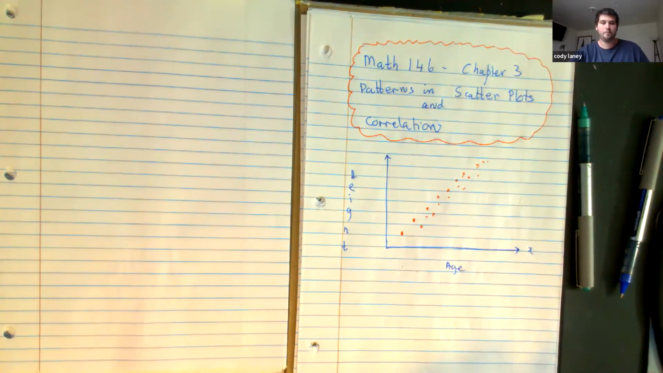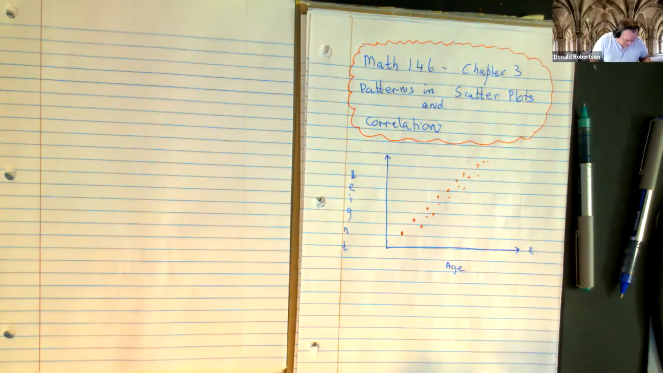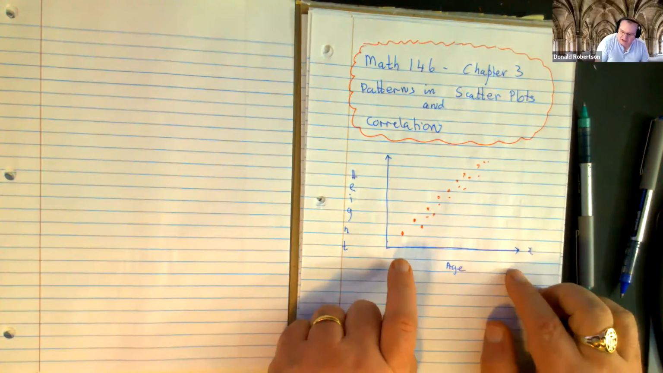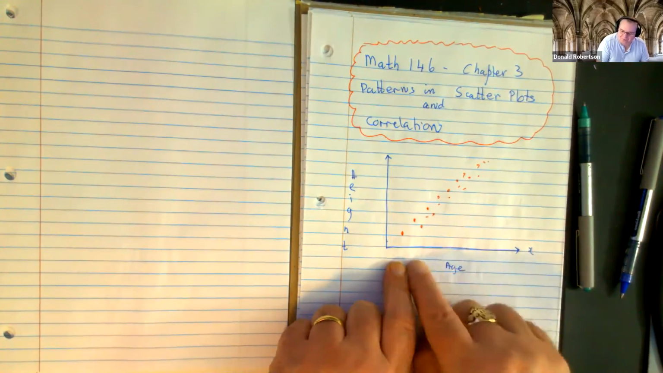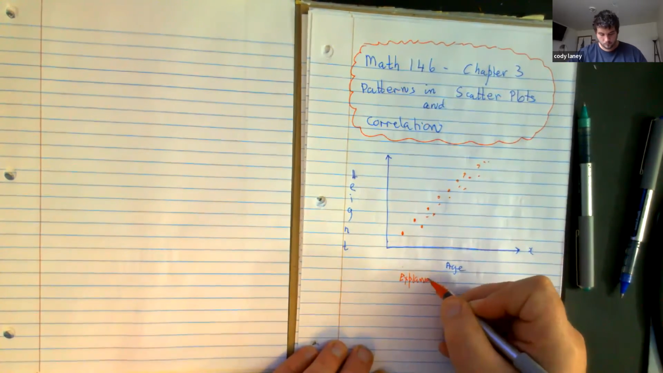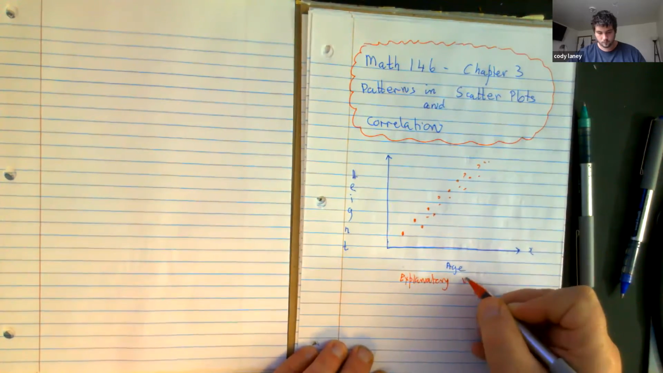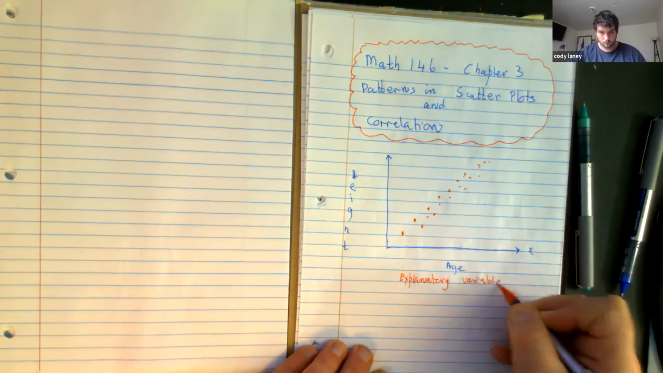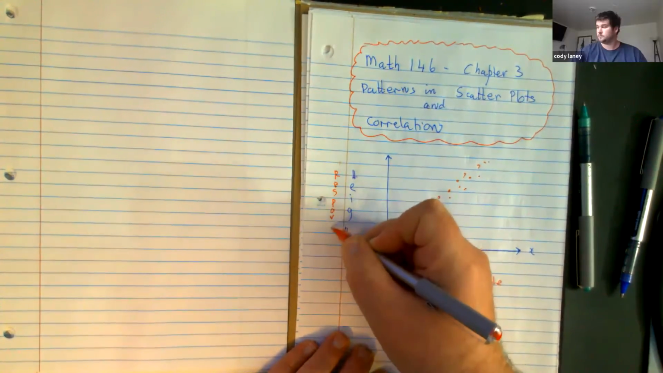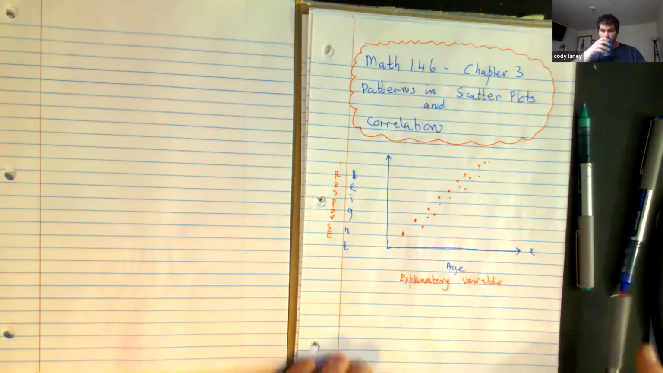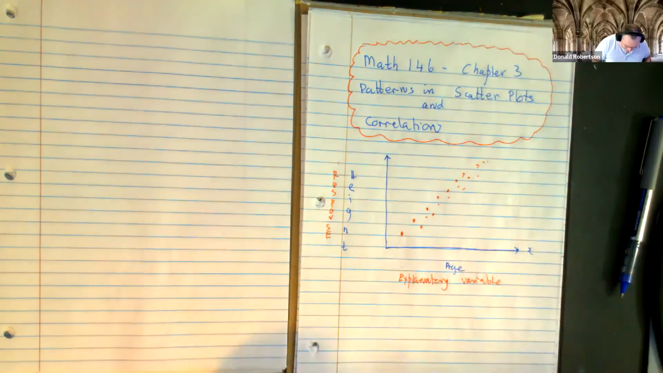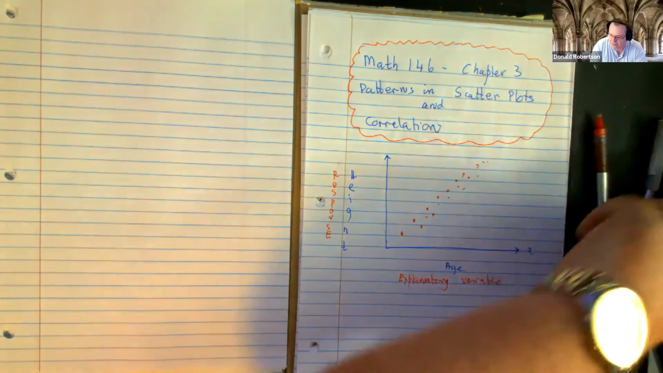So this is a recap. Can you remember what name you gave to the horizontal axis, age? What kind of variable is it? Explanatory. And this one is called the response variable, right? This particular data can be described by using a number of terms. We did these yesterday.